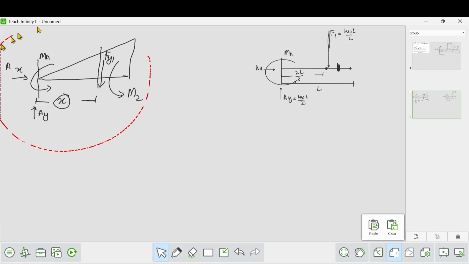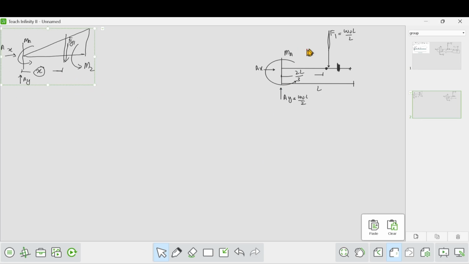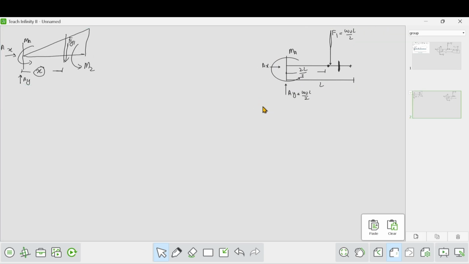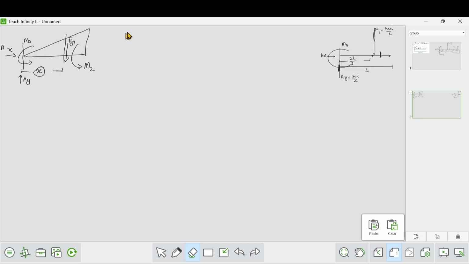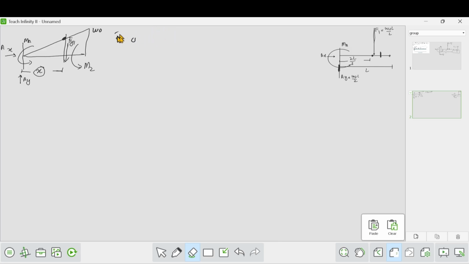So I select all this and make its size a little bit smaller, and also push it downside. Summation of all vertical forces equals 0, with the force directed up taken as positive. First we will find this omega naught and what will be this position. So first we find these two things. I erase this and find the force at this point, omega at this point.